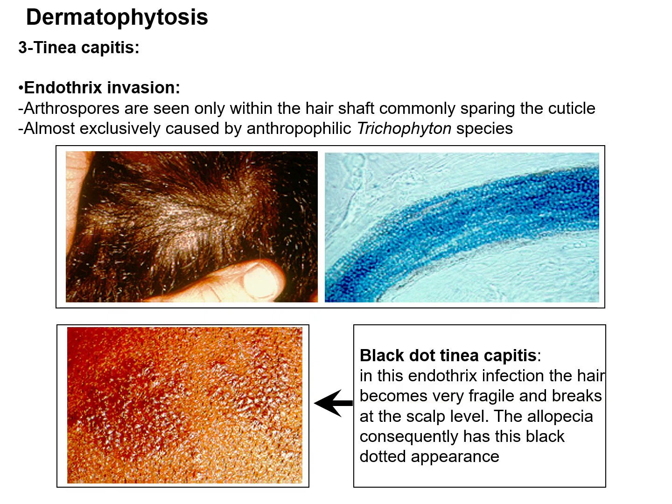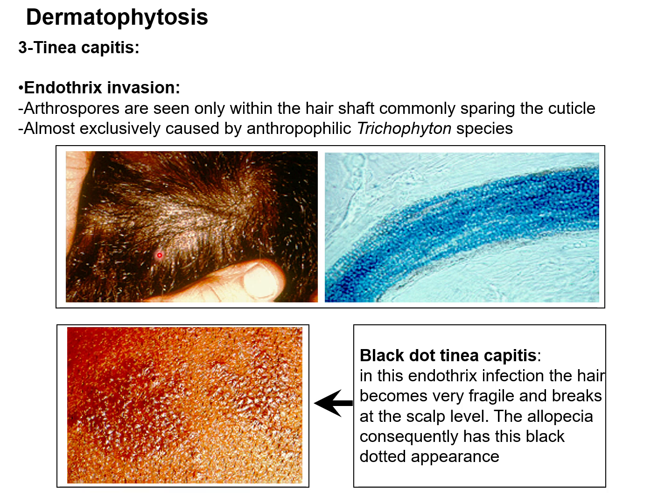As for endothrix invasion, as the name might imply, this is a deeper invasion of the hair shaft. So what you see are arthrospores within the hair shaft. The cuticle is spared, nothing happens to the cuticle. You'll see arthrospores within the hair shaft. This is almost exclusively caused by the anthropophilic Trichophyton species. This is what the alopecia might look like, but there are some variabilities in what the alopecia presents as.